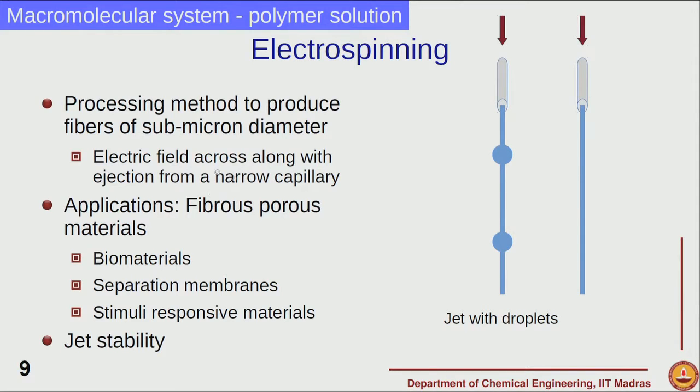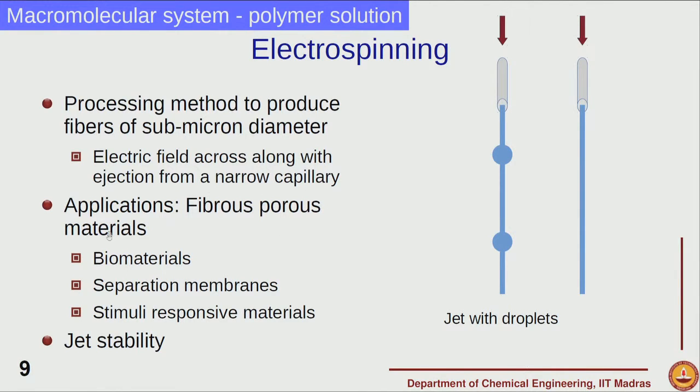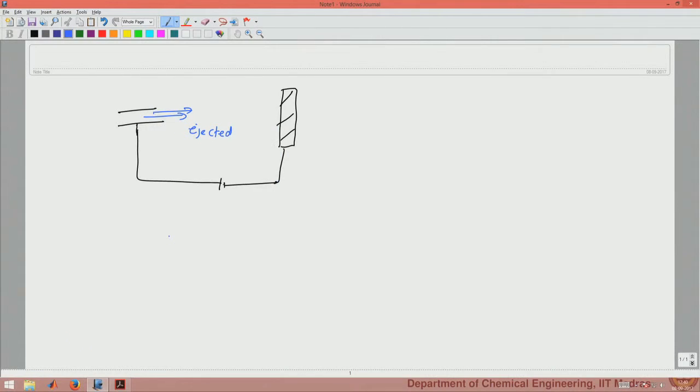The applications of this are fibrous porous materials; these can be membranes, or biomaterials such as scaffolds for tissue engineering. So, various materials can be constructed using these fibrous porous materials. What happens is these jets impinge on the surface, and if you have a solid surface like this, the jet which is coming will start depositing, and in the end we get this porous film.